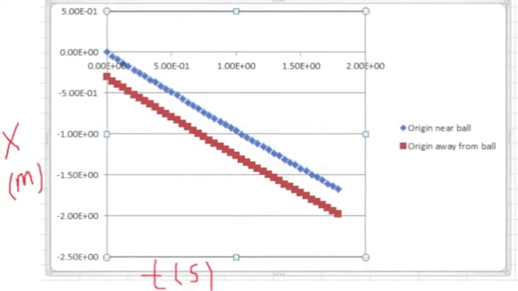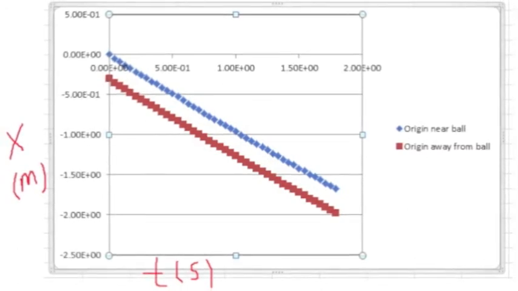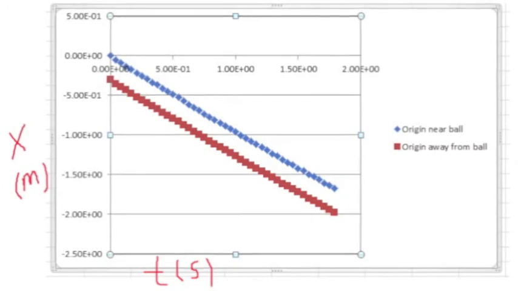This graph shows that the slopes of the lines are the same. It is only the y-intercept that changes. This supports the idea that the velocity remains unchanged.